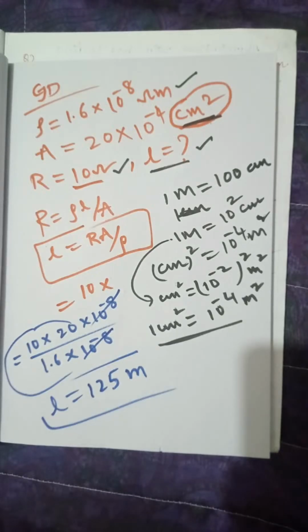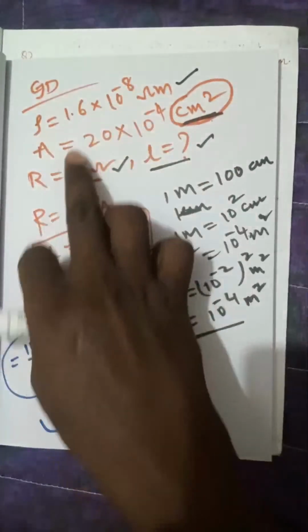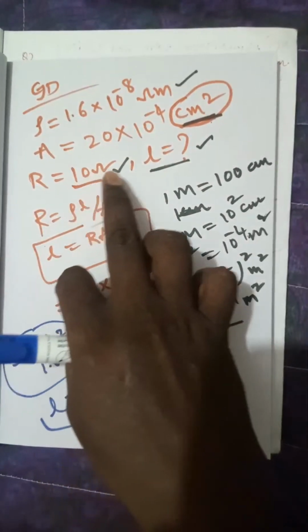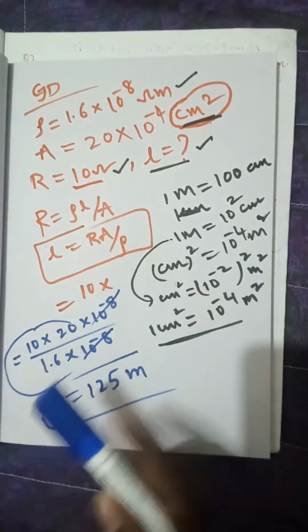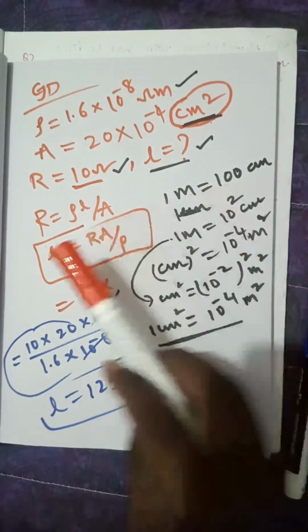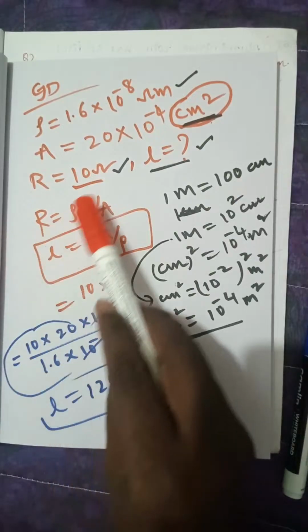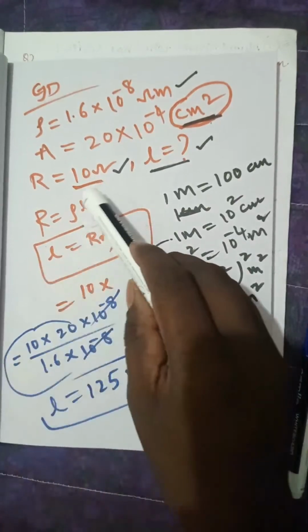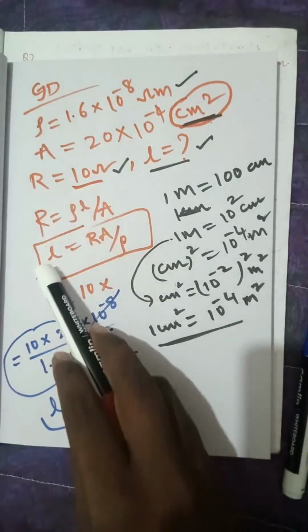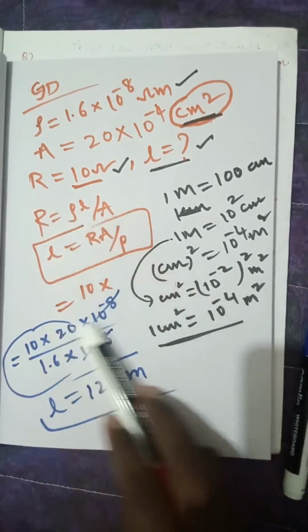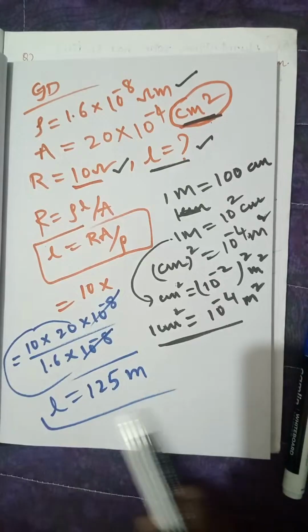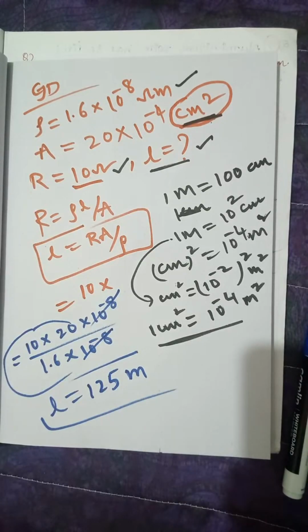Okay. Data is given. Area of the cross section is given. Resistance is given. Length we have to find out. From resistance, we can take the length formula: R equal to rho into L by A. So length equals RA by rho. From this one, we can solve it, you'll get 125 meter. Clear? Right. So we'll go to the next problem.